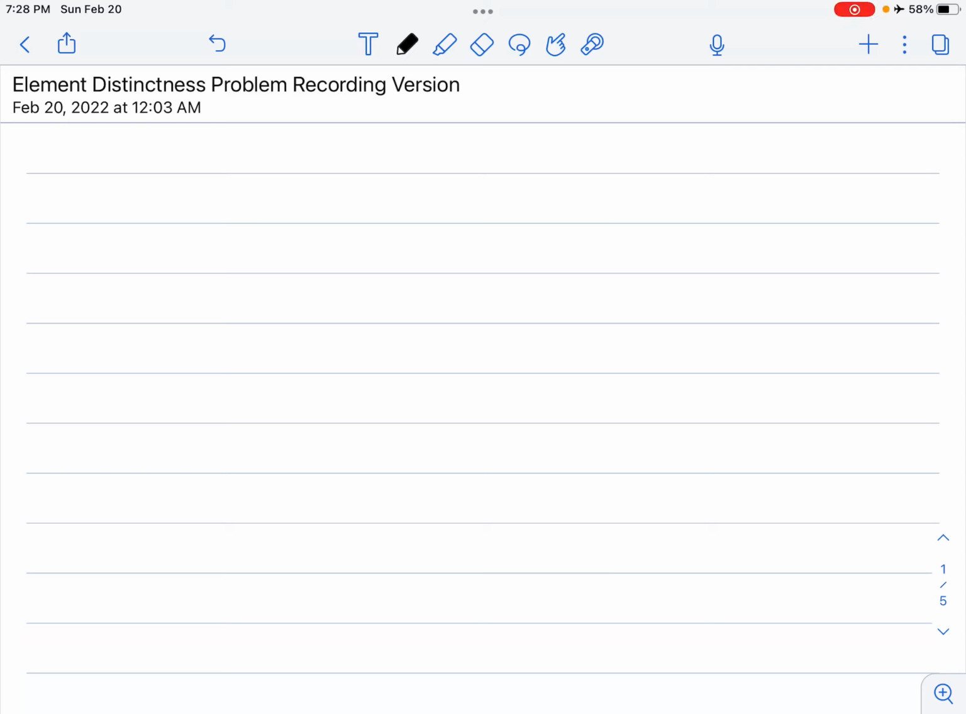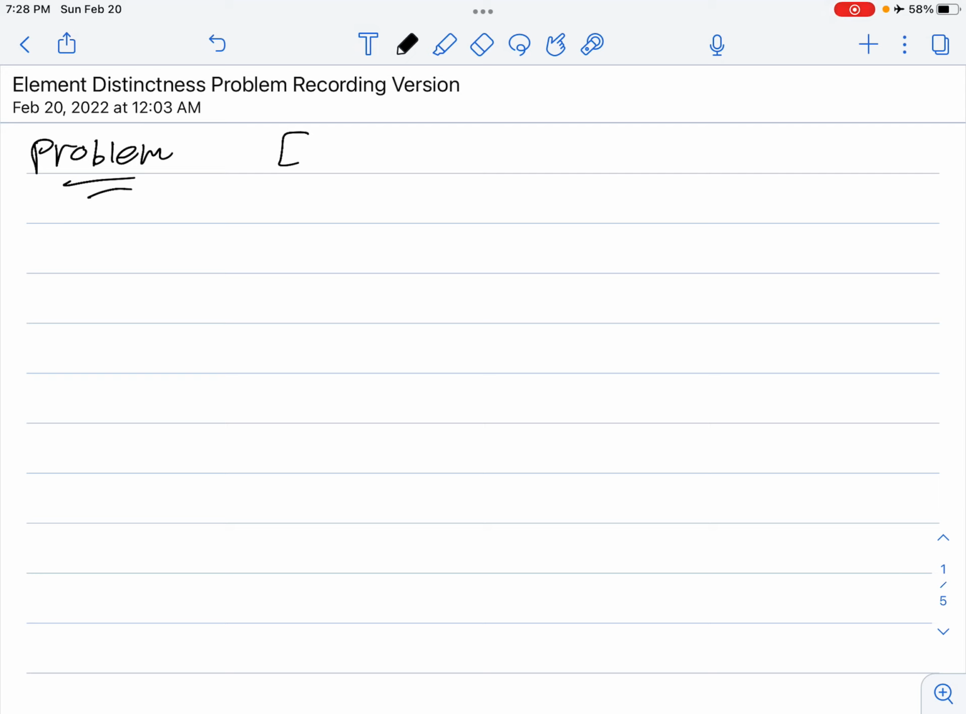All right, let's try this element distinctness problem. And we're actually doing a little bit of a variation of it. First, let's explain the problem. Given an array of some amount of elements, can you tell if they're distinct?